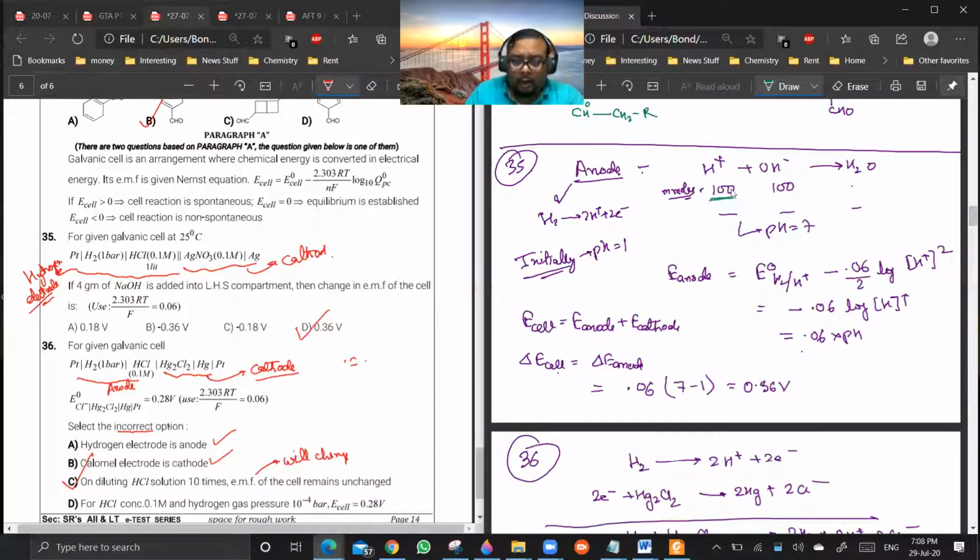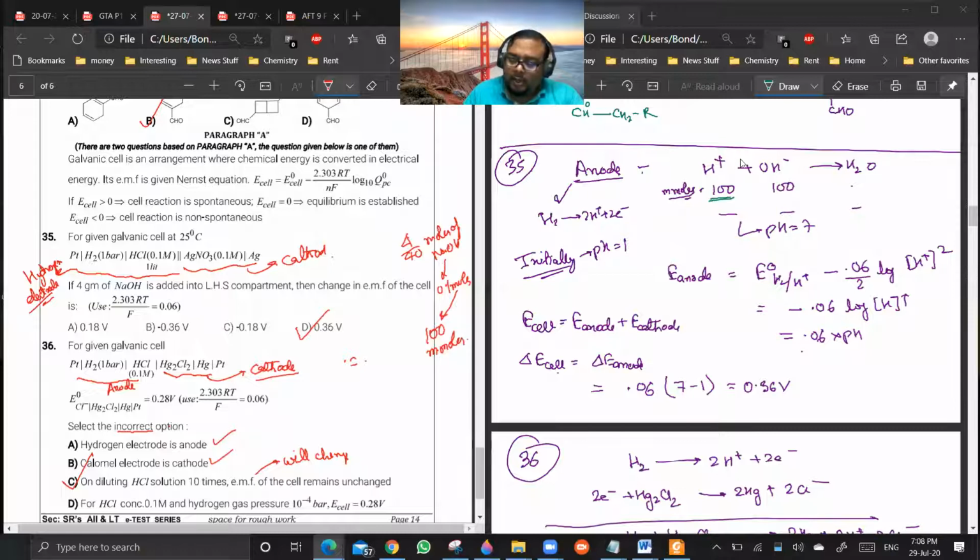Are you getting my point? And you added 4 grams of NaOH. The molar mass of NaOH is what? 40? So 4 by 40 moles of NaOH, which is 0.1 moles or 100 millimoles. Are you getting this? Yes or no? Up to this you are getting or not? Someone say something. Yes, sir.